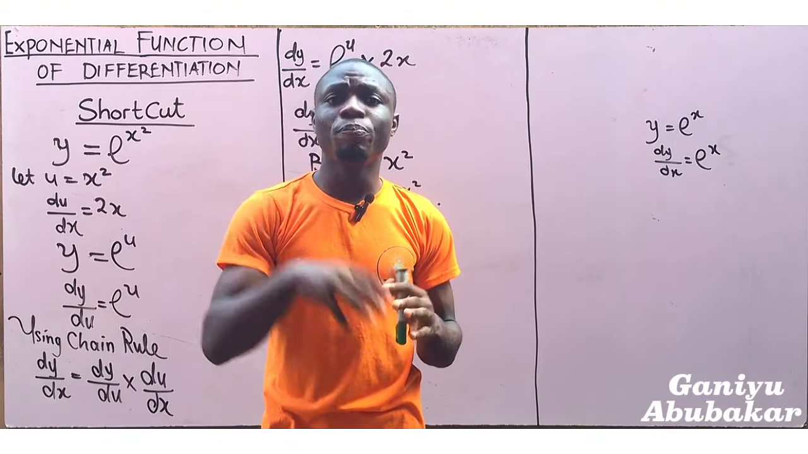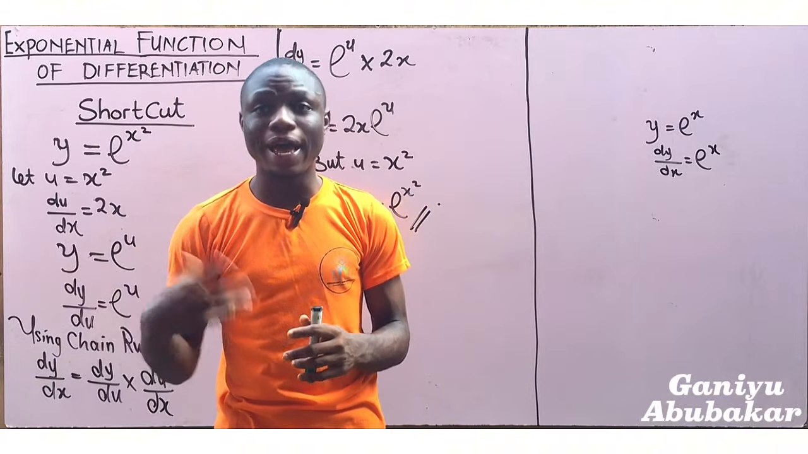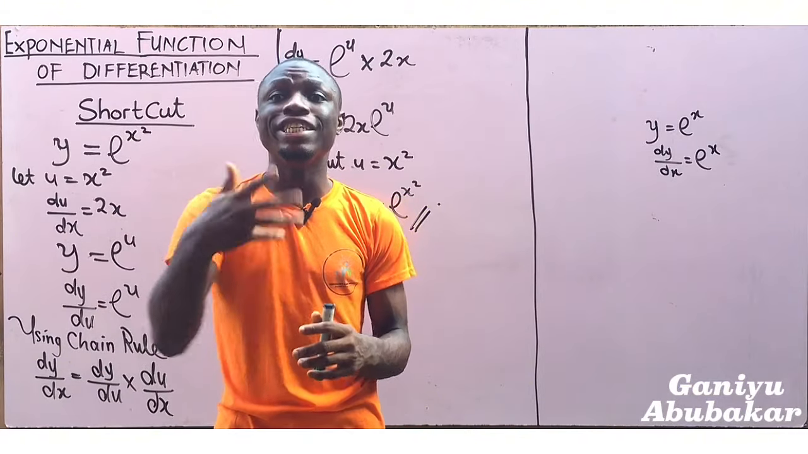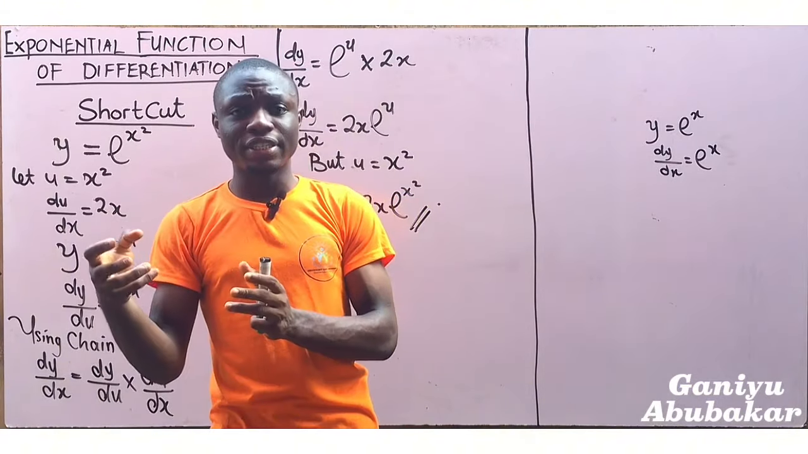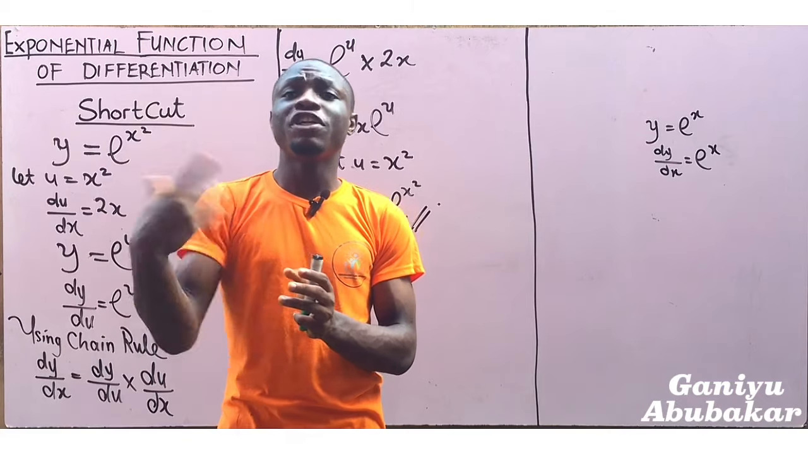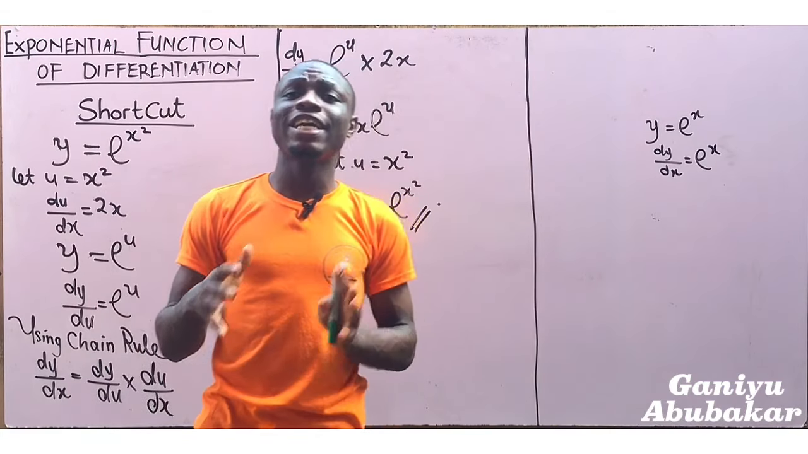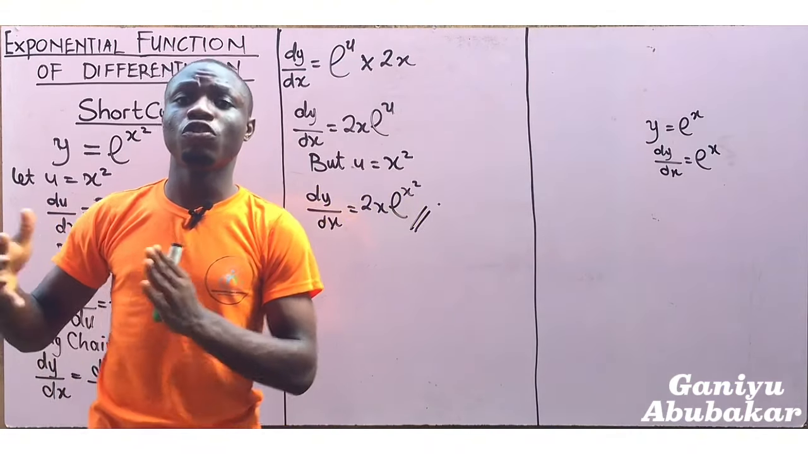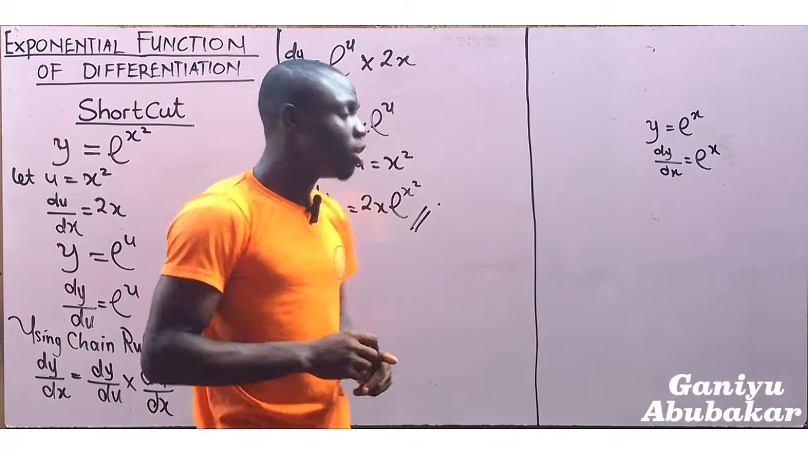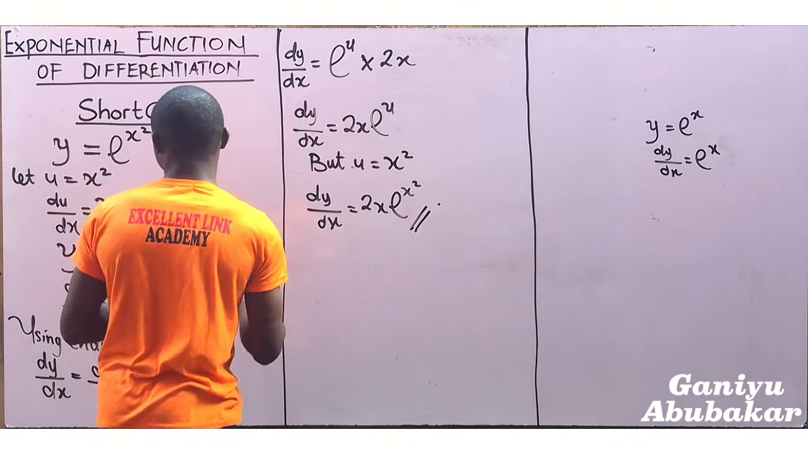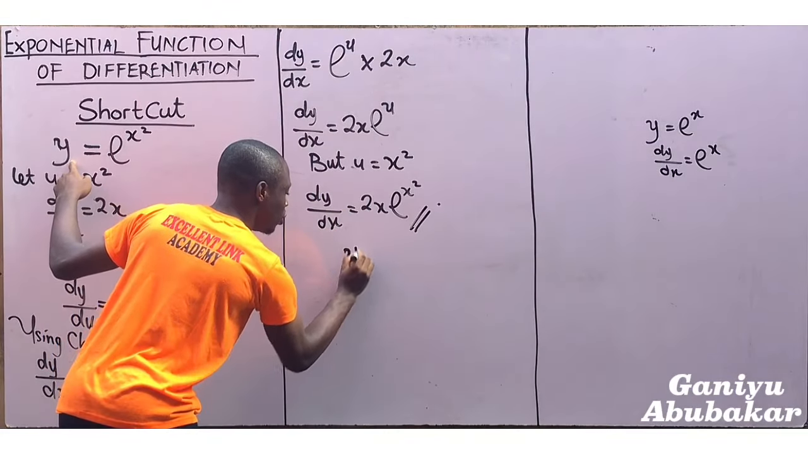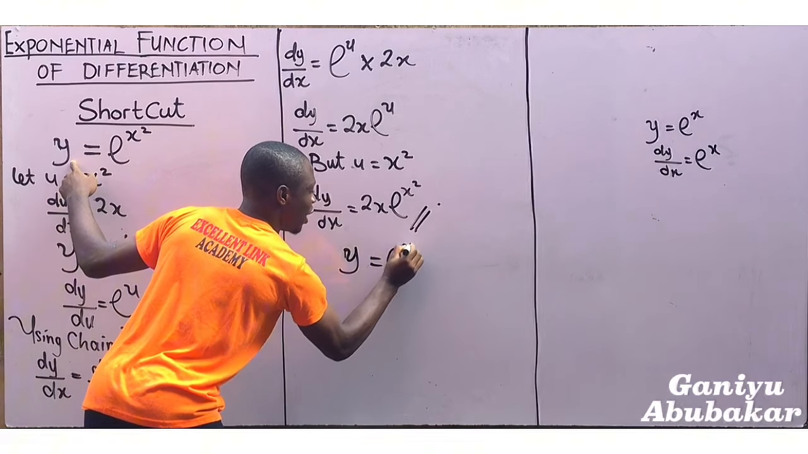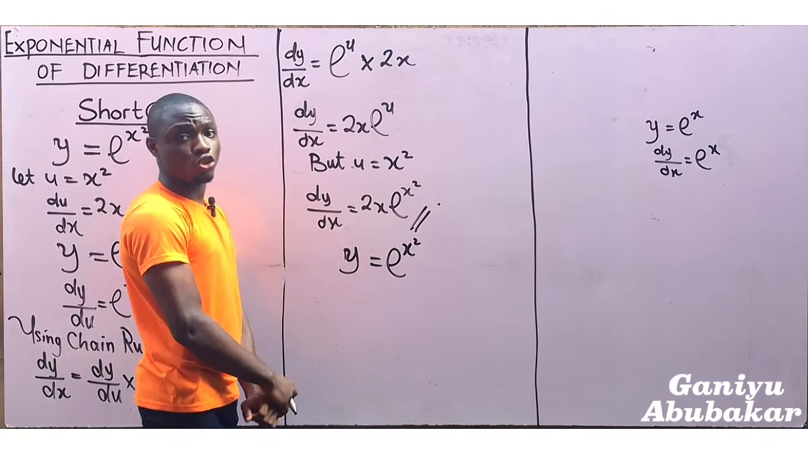Your first task is to pick out the index, or perhaps the power, or you call it the degree. Pick out the index. Next up, differentiate the index and attach it to the question, or perhaps the function, as you want to call it. So what I'm trying to say is that, let's say I have y is equal to exponential x squared. Let's apply the shortcut here.